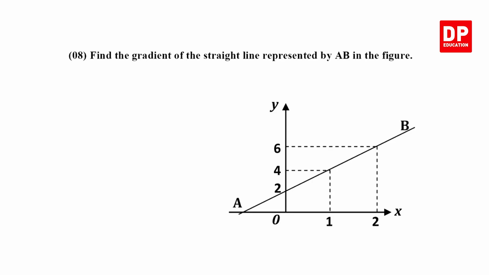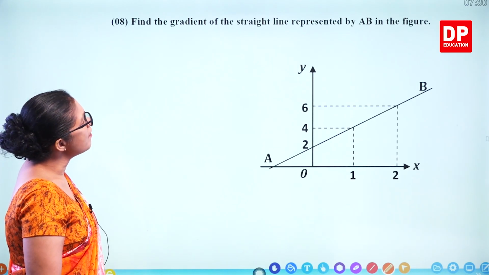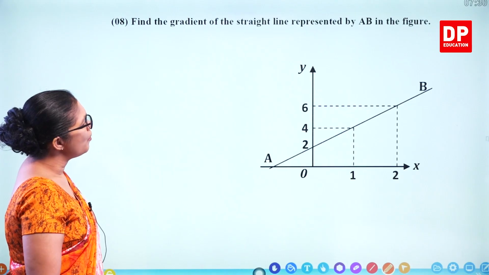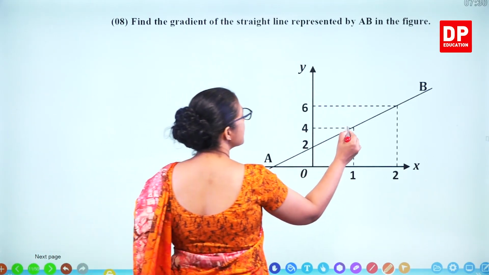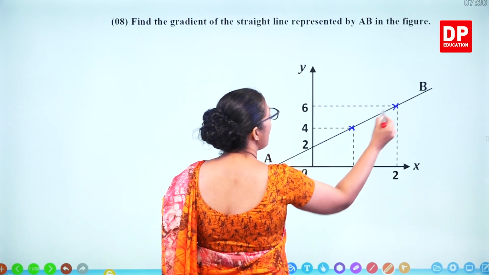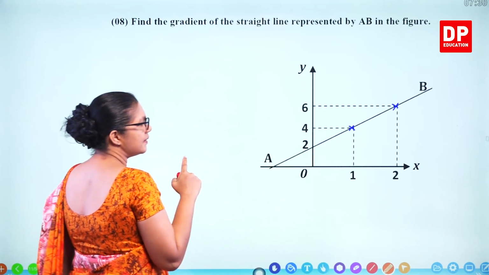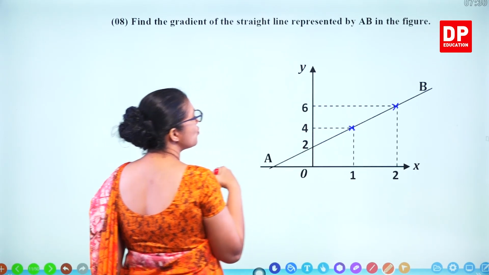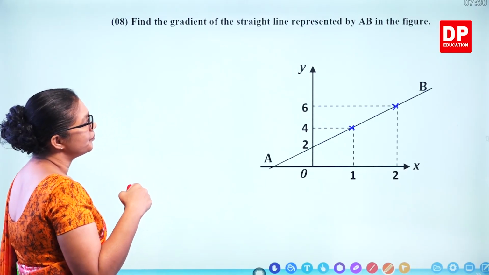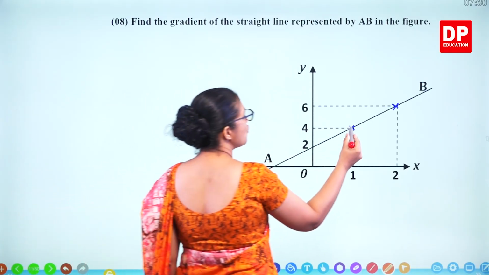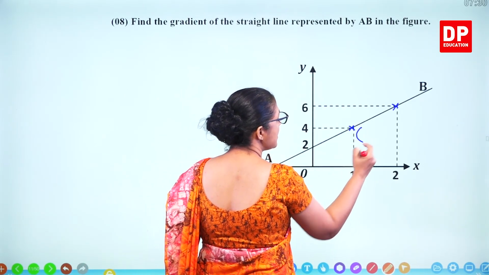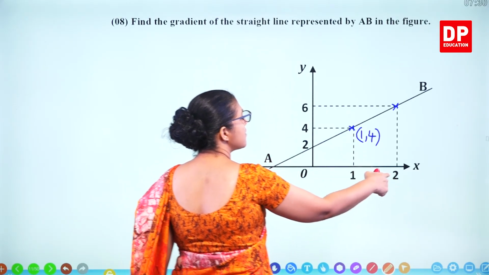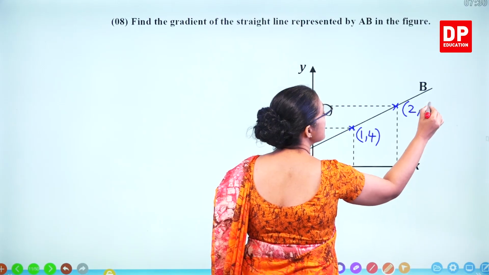Question number 8. Find the gradient of the straight line represented by AB in the figure. So we can identify 2 points. Or you can take this as well because it says when x equals 0, this is 2. But we can take these 2 points. So here, what's the coordinate here? 1 with 4. What about this one? X is 2, y equals 6.